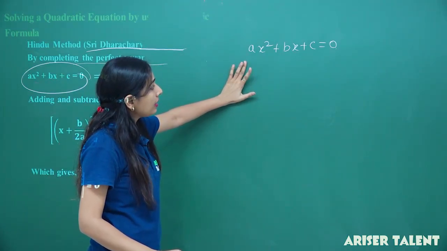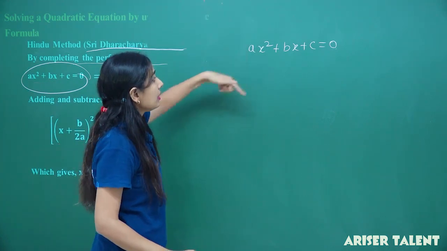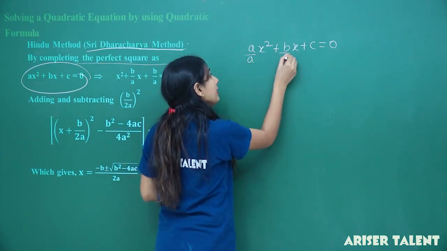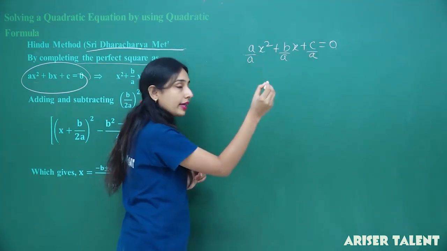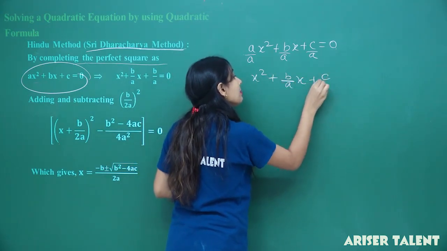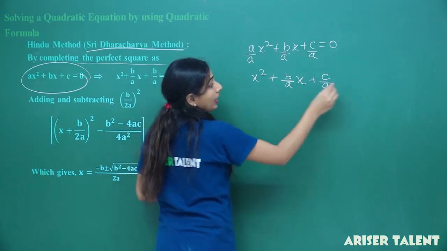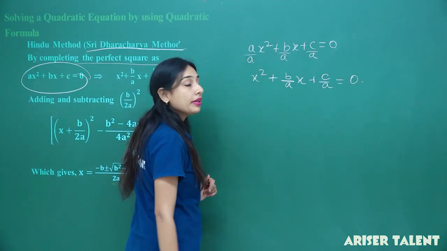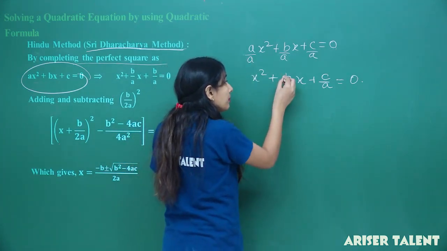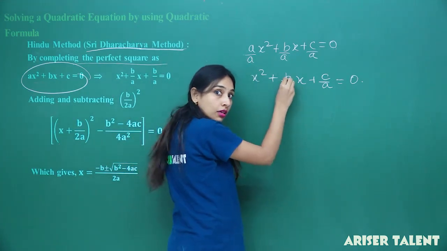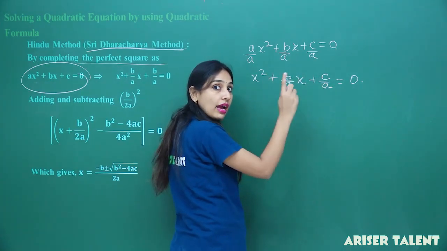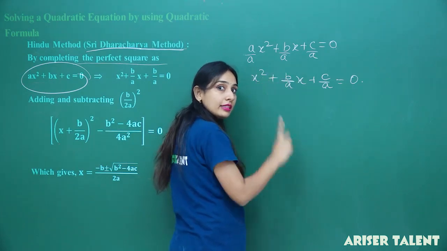I will be just removing this a here. So what will it become? I should divide it by a. Now it will become x square plus b by a x plus c by a equals to 0. Isn't it the same here? Now what will I do? B, listen here, b by 2a. I will be squaring it and add and subtract.